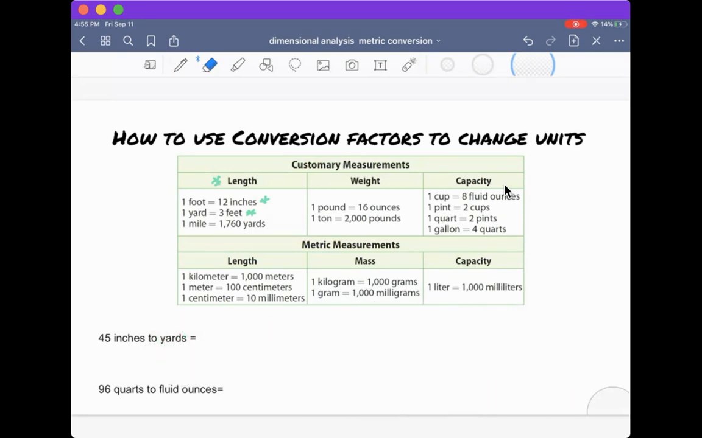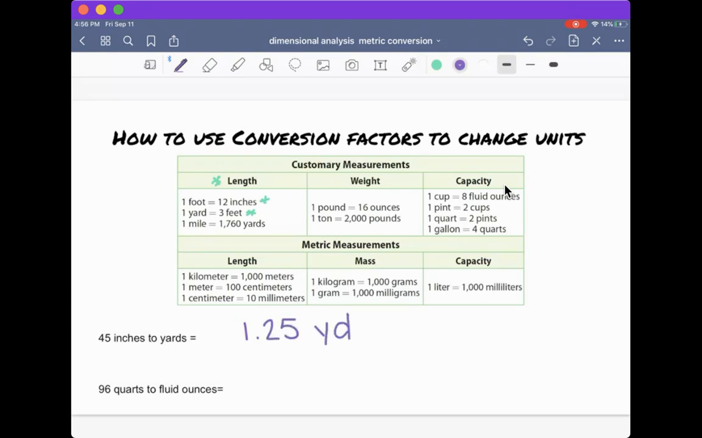Let's look at the next one here. All right, so we've got 96 quarts into fluid ounces. All right. Oh, and kind of a disclaimer. So we've got, I want to put this up right. So this is what we had the last time.